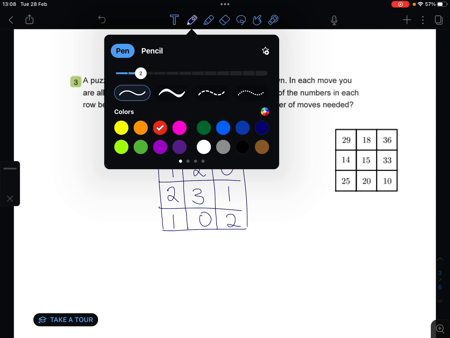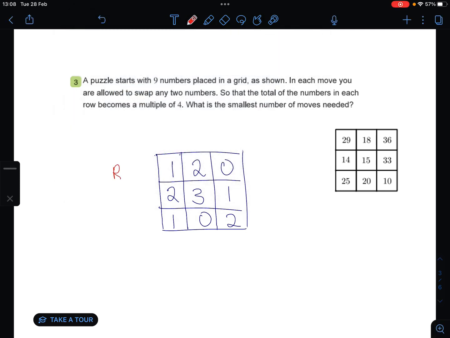So at the moment we have a remainder of 3 in the first row, a remainder of 6 in the second row, which of course would really become a remainder of 2, and a remainder of 3 in the third row. So that's using the additive property of remainders. As we know, when you add numbers together, we can add their remainders together too.